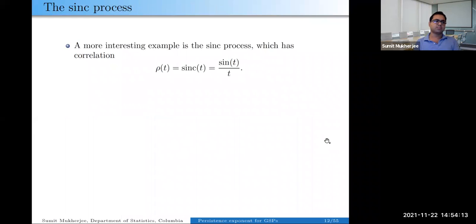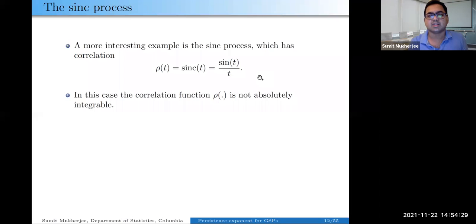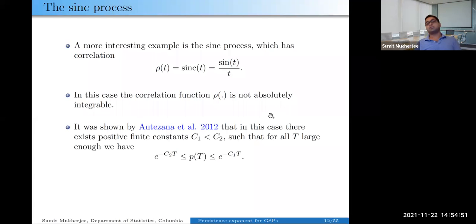Let's try to give a more interesting example, which is of interest. This is the so-called sinc process, where the correlation function is sin t over t, interpreted to be 1 if t is 0. In this case, your correlation function is integrable, but not absolutely integrable. It is integrable in the sense that you can take an integral from minus M to M and then take a limit. Those integrals will exist, but you cannot put an absolute value, and then it is not integrable. So what is known about this example?